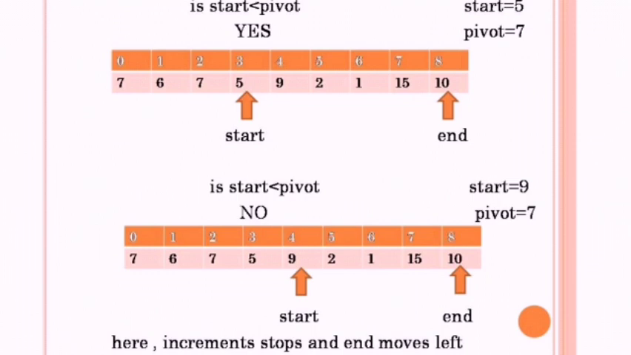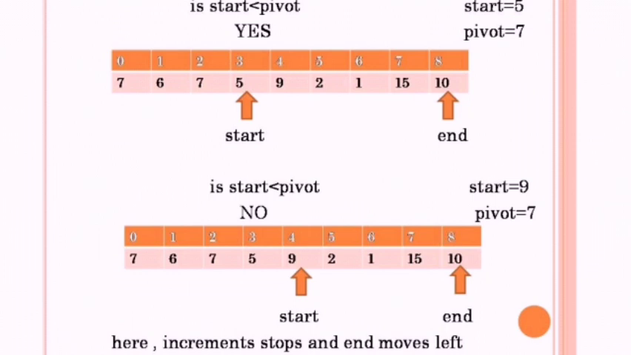So we need to increment the start. Now start moves to the index 4, that is towards 9. Here in the down box you can see that the start is 9 and pivot is 7. Is start less than pivot? No. Start is 9 and pivot is 7. So we need to stop the increment and we need to move the end towards the left.